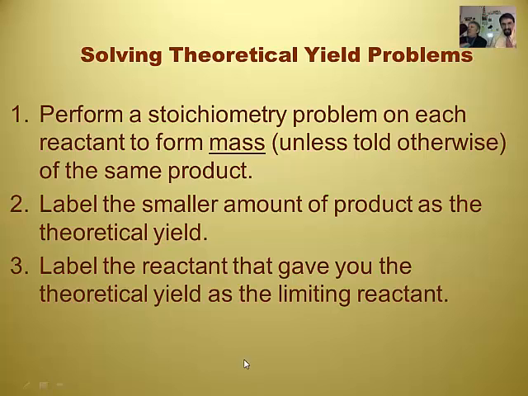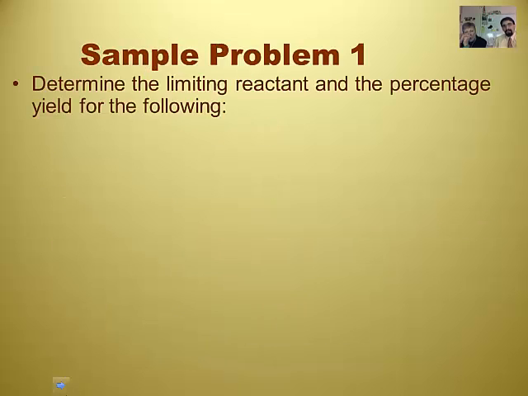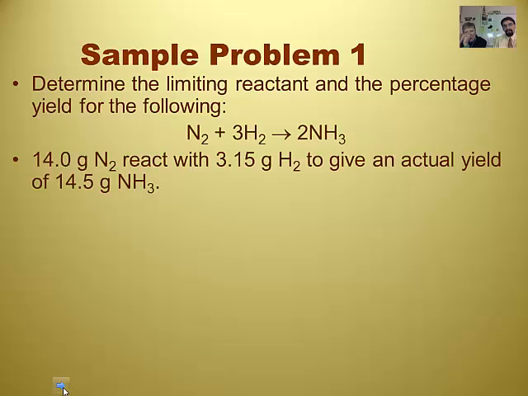Is that what you're saying? Correct. Label that circle as the limiting reactant. All right, here's our sample problem. Determining the limiting reactant and percent yield for the following.